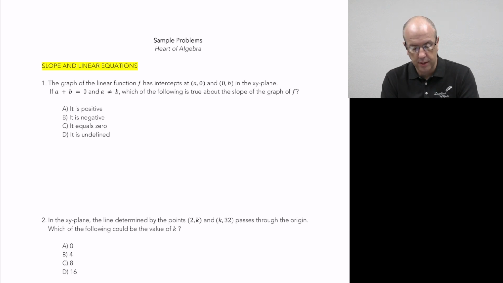So the first question says the graph of the linear function f has intercepts at a comma 0 and 0 comma b in the xy plane. If a plus b is equal to 0 and a is not equal to b, which of the following is true about the slope of the graph of f?